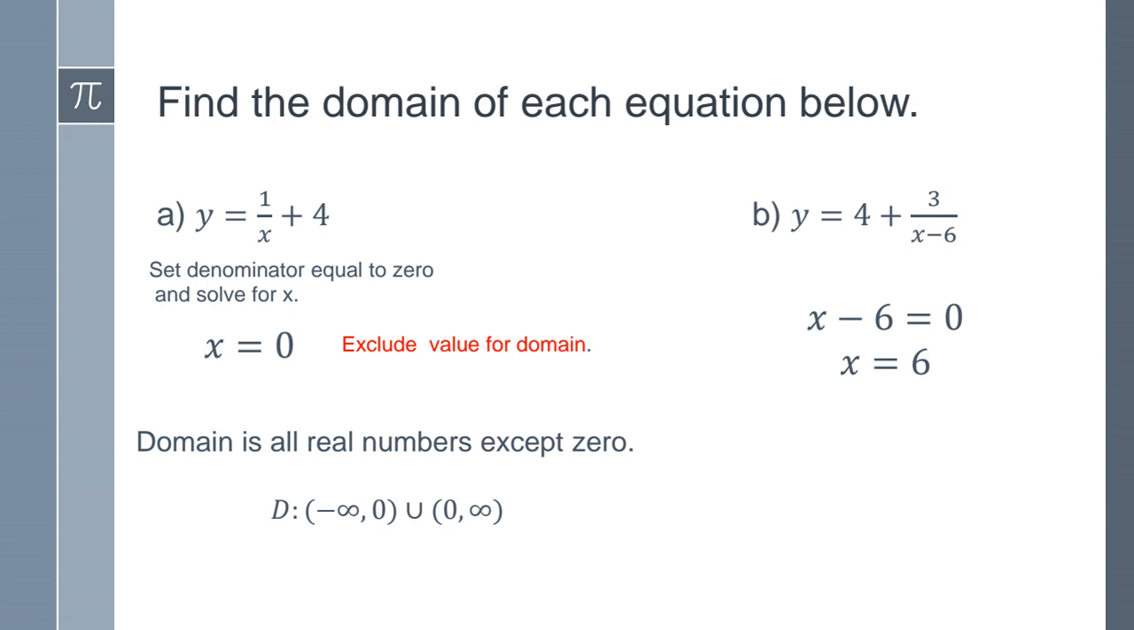So since we have a fraction, we set the denominator equal to 0. So that's going to be x minus 6 is equal to 0. And then you want to solve for x. So if we solve for x, we get 6. And so in words, my domain is going to be all real numbers except for the number 6. So how do we write it in interval notation?